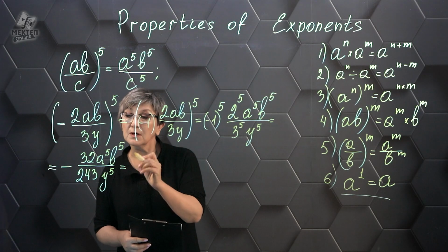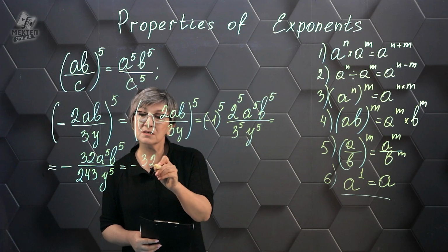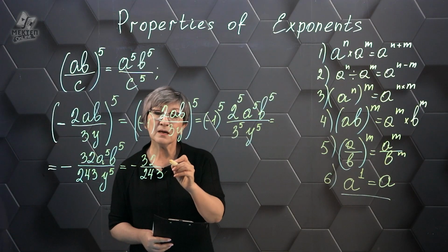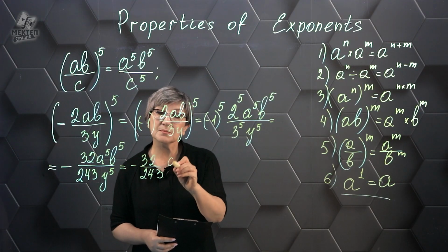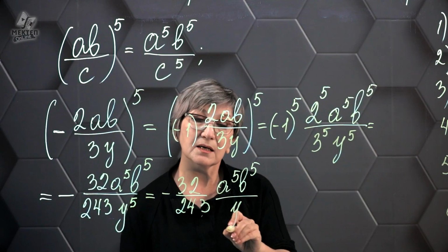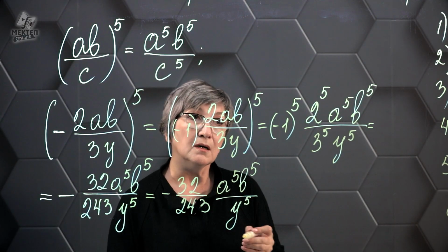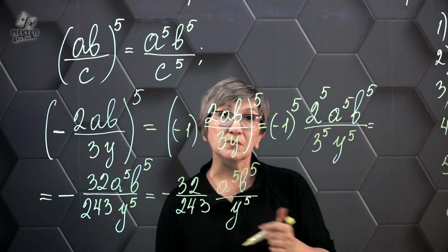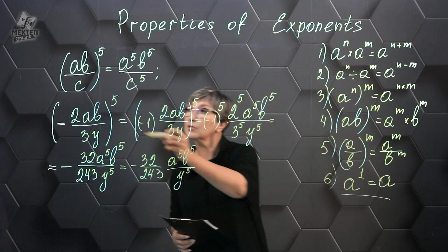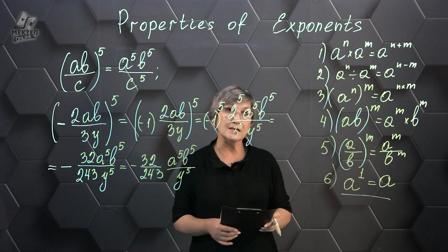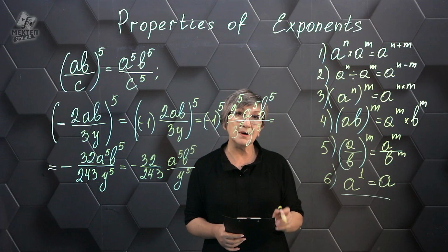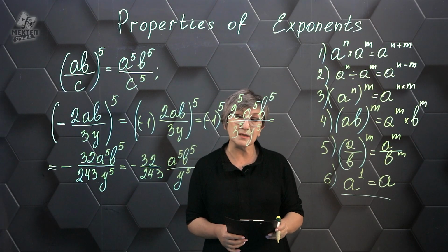So, therefore, I'll record minus 32 over 243, and I'll write the letter expression: a to the 5th, b to the 5th divided by u to the 5th. The result is the correct answer. When solving examples in which the expression is negative, be careful with the answer. Pay attention to the sign of the result.